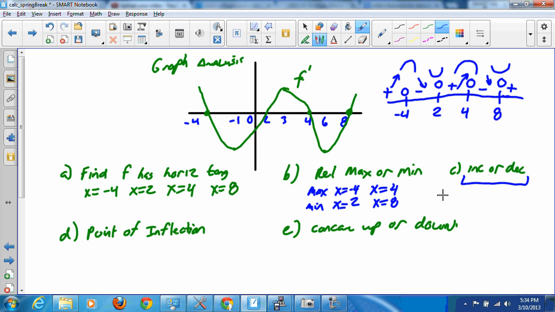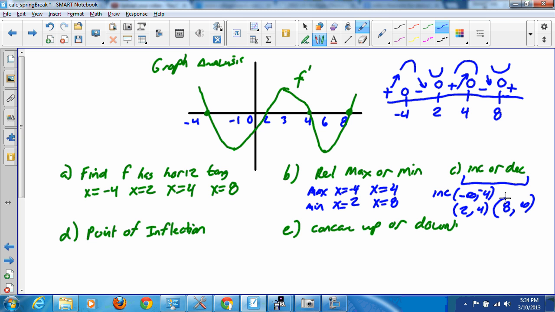I'll just do the increasing one. So it's increasing on the intervals of what? -infinity to -4. And it's also increasing on the interval from 2 to 4. Excuse me, that's a -4 in the above example. And then where else is it increasing? It's increasing again at 8. So from 8 to infinity, it's increasing as well. Okay, so now for the points of inflection.